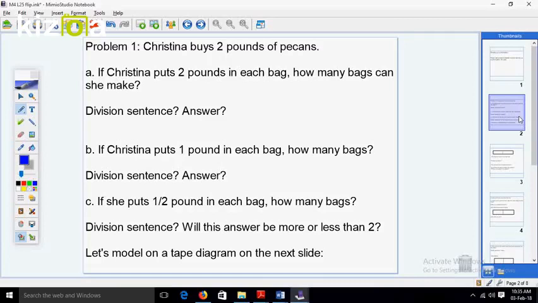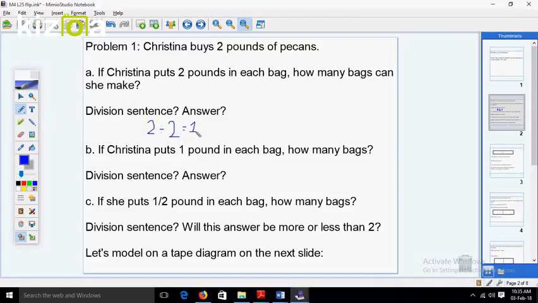We're going to start out with Christina. She buys 2 pounds of pecans. Pecans are a type of nut, if you didn't know. We're going to start out super simple, looking at what division is, and then go into division with fractions. If Christina puts 2 pounds in each of her bags, how many bags can she make? Our division sentence is going to look like 2, because she starts out with 2, divided by 2, because each bag gets 2 in it. She can only make 1.